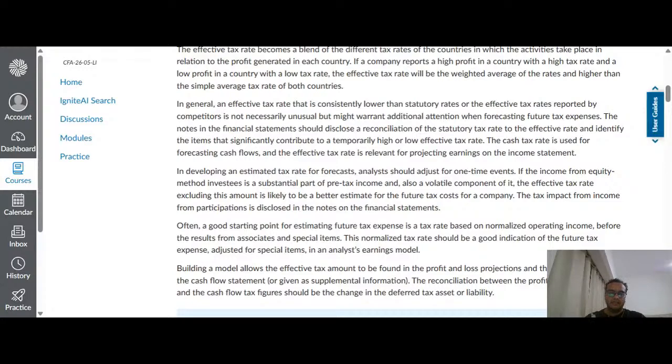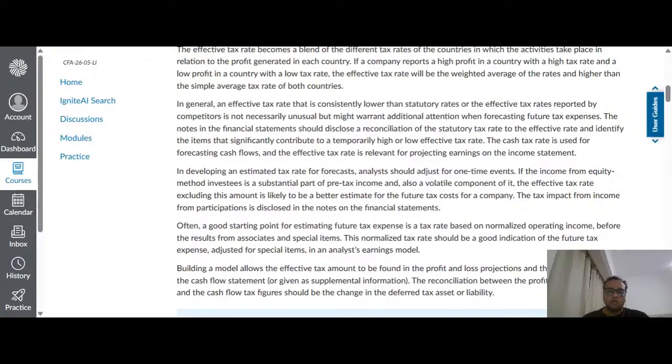Developing an estimated tax rate for forecasts should adjust for one-time events. If income from equity method investees is a substantial part of the pre-tax income and also a volatile component of it, the effective tax rate excluding this amount is likely to be a better estimate of future tax cost for the company. The tax impact for income from participation is disclosed in the notes to the financial statements.